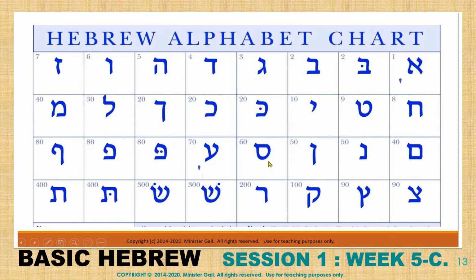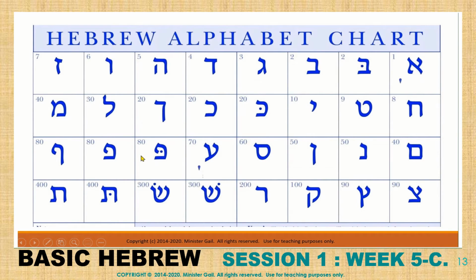sofit, S. This is the letter S. There's the M, final or sofit M. This is an S, like in Sally, or C, like in face. This will be just a mark for the third I, the I.